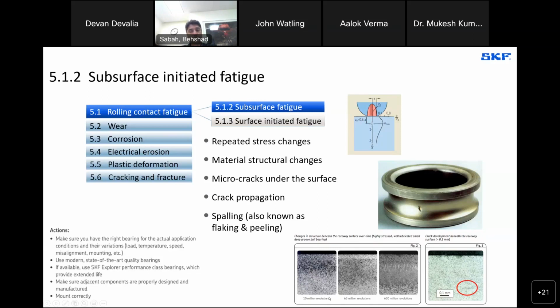This was performed in a laboratory. So the laboratory has, and I don't know if it's easy for you to read here, this is what it says, Behzad. It says changes in structure beneath the raceway surface over time, in brackets, highly stressed, well lubricated, small, deep groove ball bearing.